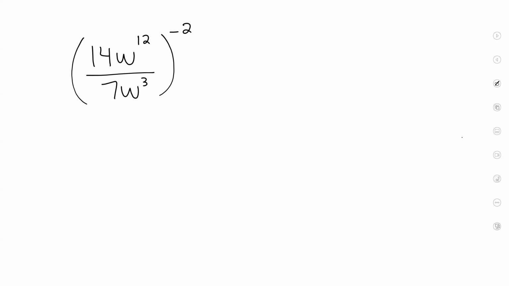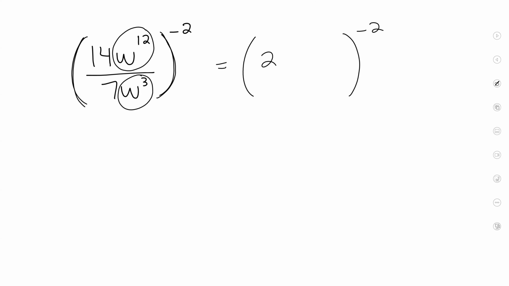Next one. You can reduce the inside first if you want to. So 14 divided by 7, that's just 2. This is the quotient rule. I have 12 W's on top and 3 W's on the bottom. 12 minus 3 is 9. So I have W to the power of 9. Okay, so the inside is simplified.